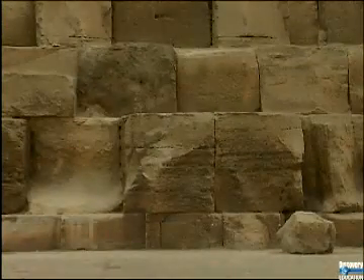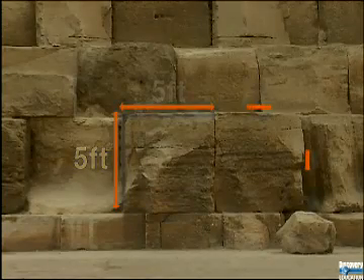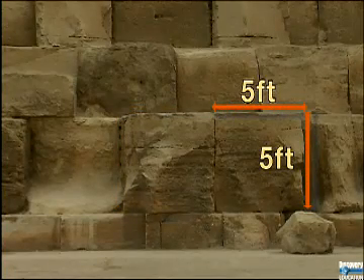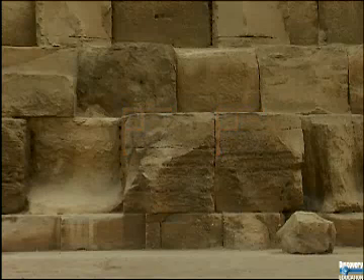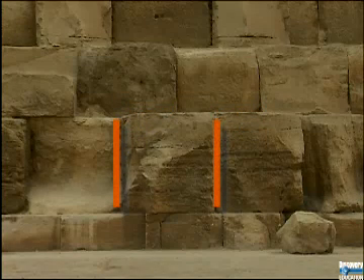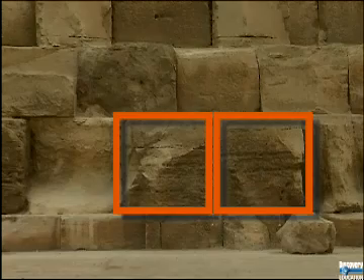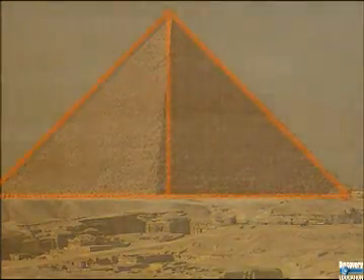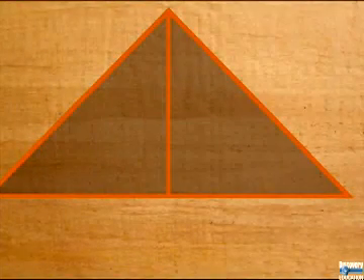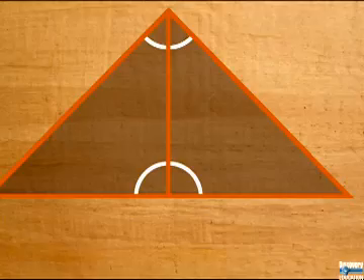Look at these stones. Believe it or not, this stone is 5 feet wide and 5 feet tall, and so is this one. Both have sides that meet to form 90-degree angles. So, their faces are the same size, and they're also the same shape. That means they have congruent forms. Notice that the triangular faces of the pyramids are also congruent. Their corresponding angles are the same, and the corresponding sides are the same length.